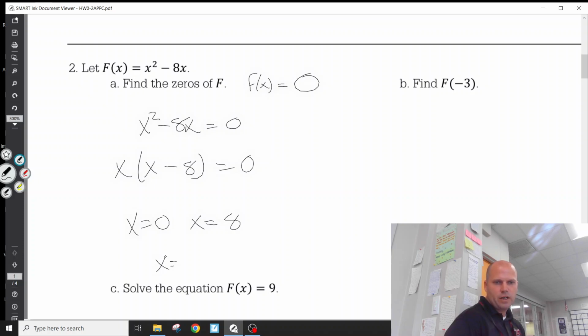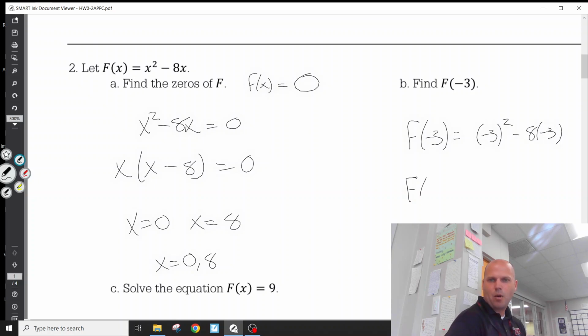You can write it like this. You could write it like this. Find f of -3. So this is kind of like back to day one, just doing the stuff that we did. Practicing getting outputs, getting y values based on x values.